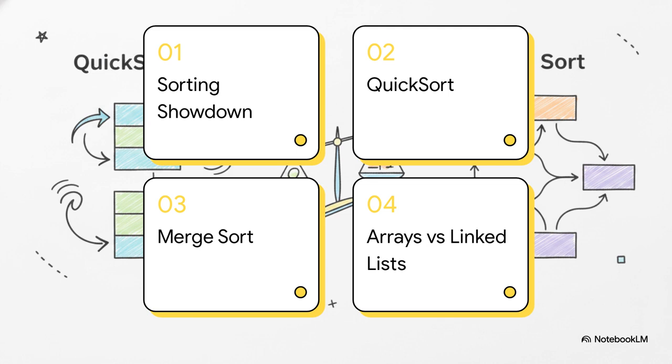Okay, here's our roadmap for today. First, the sorting showdown. Second, QuickSort, fast but volatile. Third, Merge Sort, divide and conquer. And finally, arrays versus linked lists. Let's just jump right in.